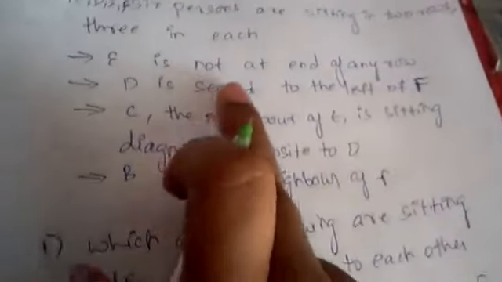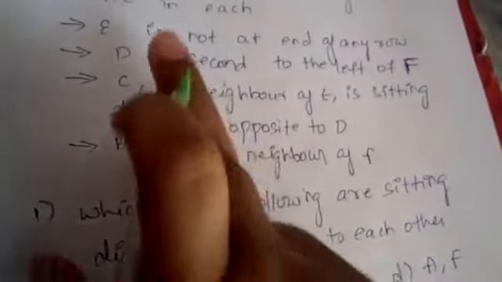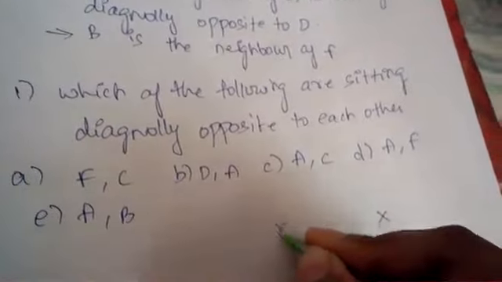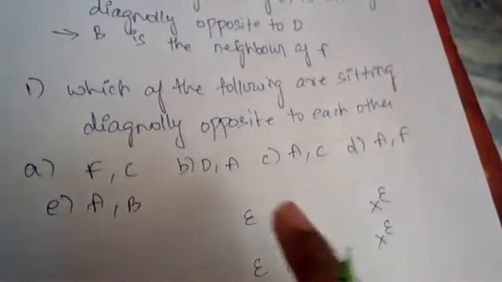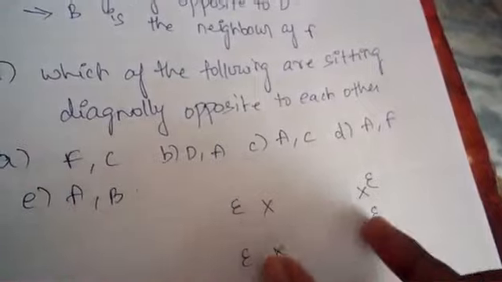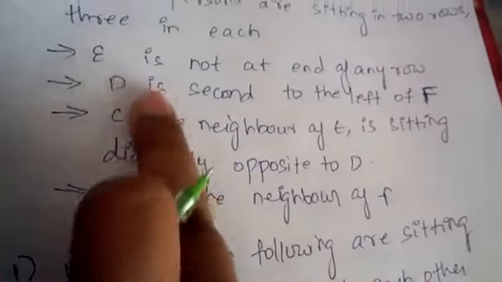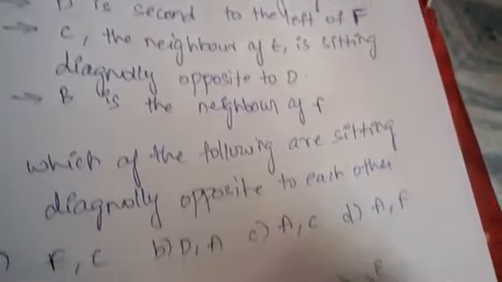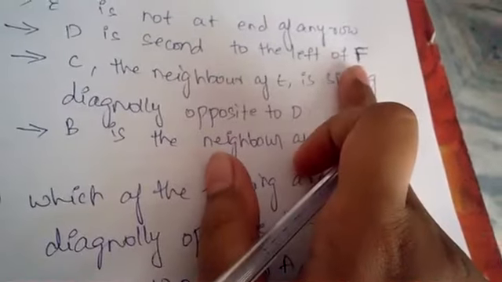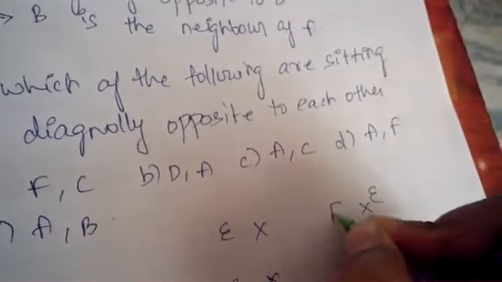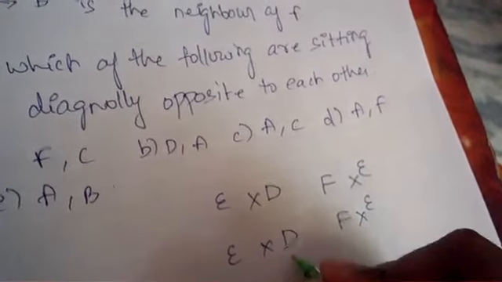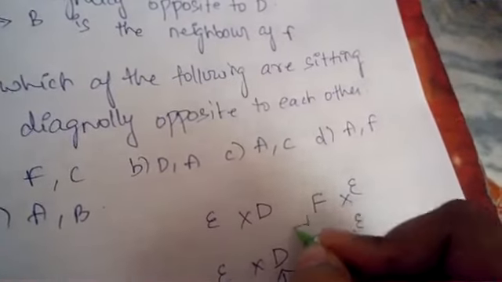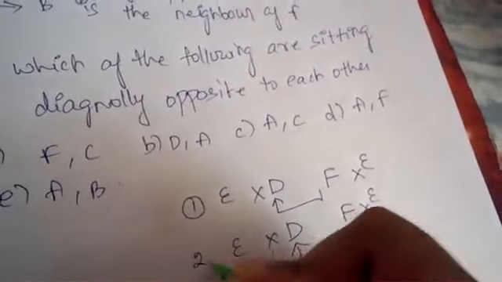First, let's draw all these four conditions. E is not at the end of the rows, so E will never be at the end position, in the first row or the second row. Next, D is second left of F. If this is F, this will be D, because D is the second left of F. This is the first row, this is the second row.